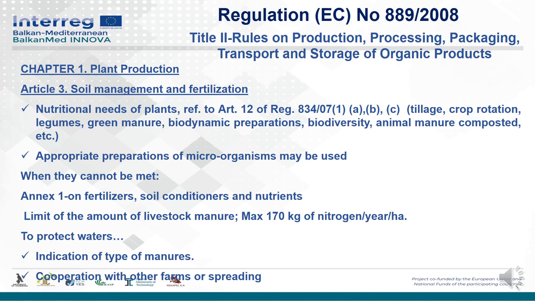There are indications of types of manures, and again, in the case where the farm does not fulfill its needs for organic fertilizers, manure, animal manure, and so on, it can take from other organic farms. So there can be a cooperation with other farms or a spreading of the soil fertilizers like manure, animal manure, or compost.